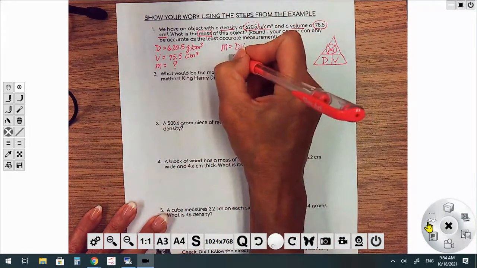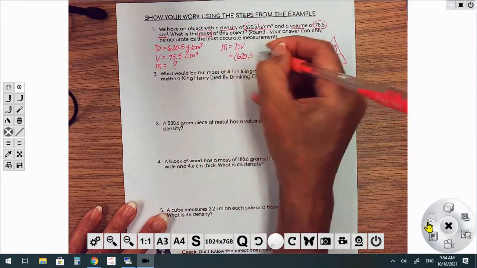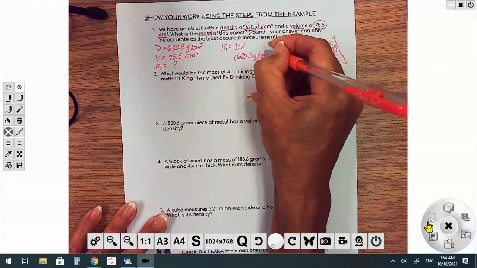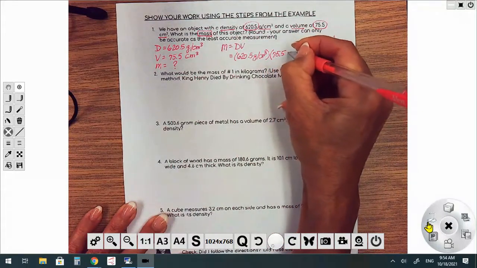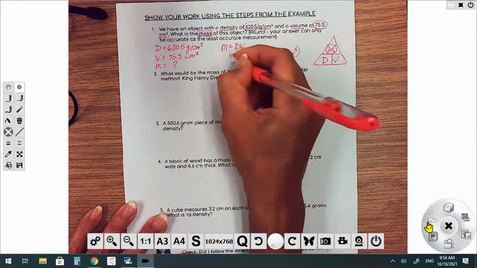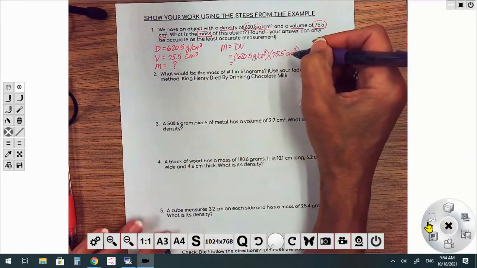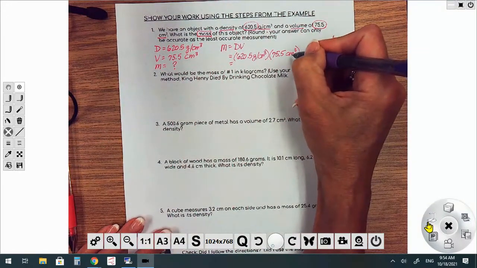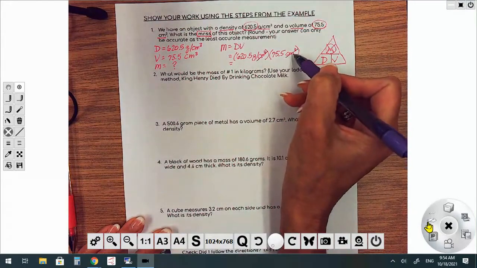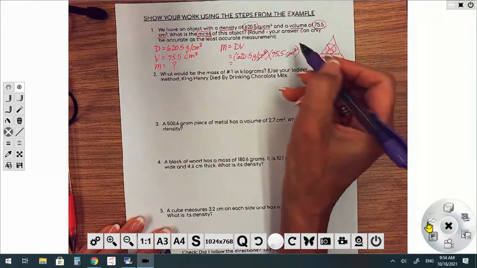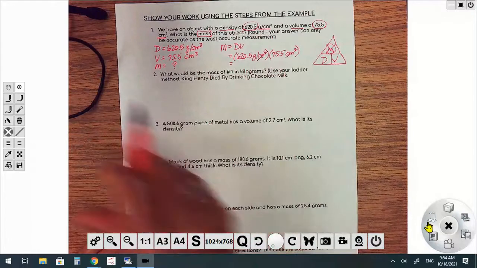And then we substitute. Our density value and unit is 620.5 grams per cubic centimeter. Our volume is 75.5 cubic centimeters. And then we solve. You can see by adding your units here that the centimeters cubed cancel out, okay, because you have it on top of the fraction here, and in the bottom of the fraction here. And we're left with grams, which is right because a unit for mass is grams.